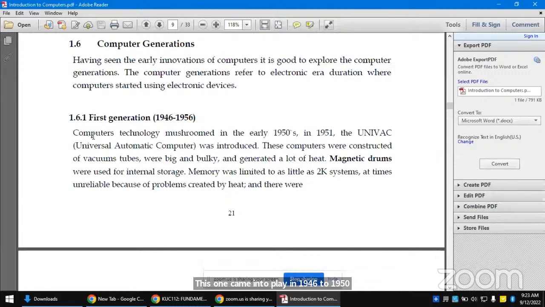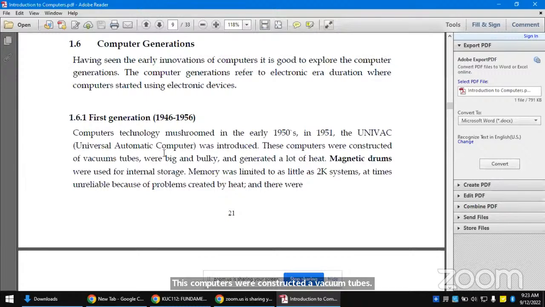That's a 10-year period. Computer technology mushroomed in the early 1950s. In 1951, the UNIVAC, which is the Universal Automatic Computer, was introduced. These computers were constructed of vacuum tubes.